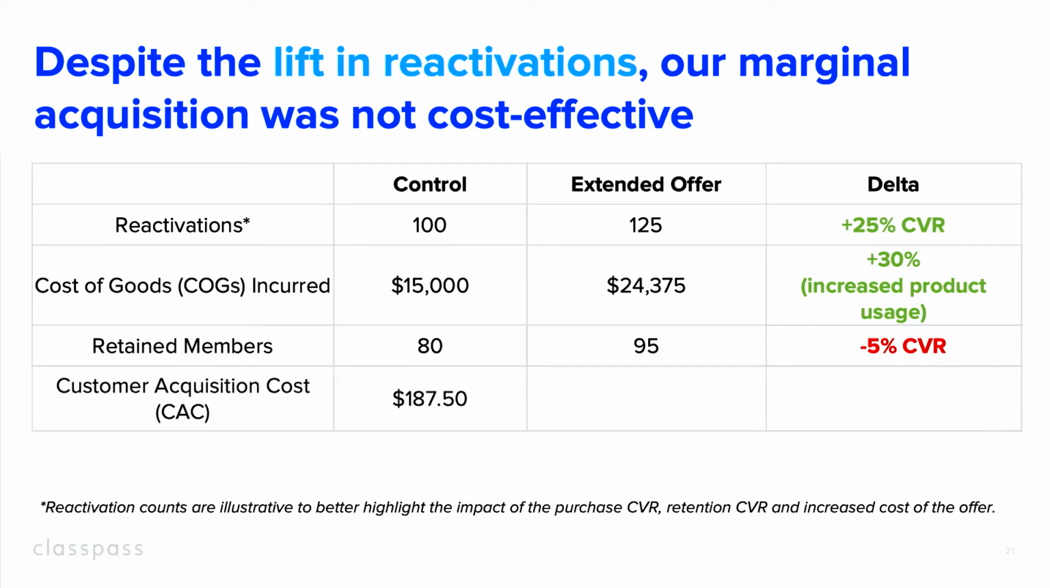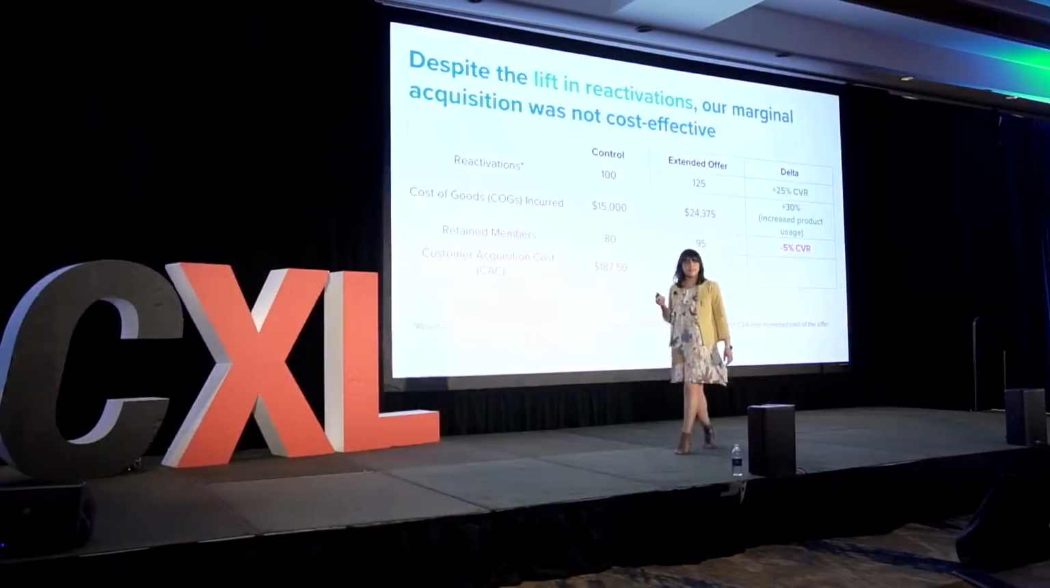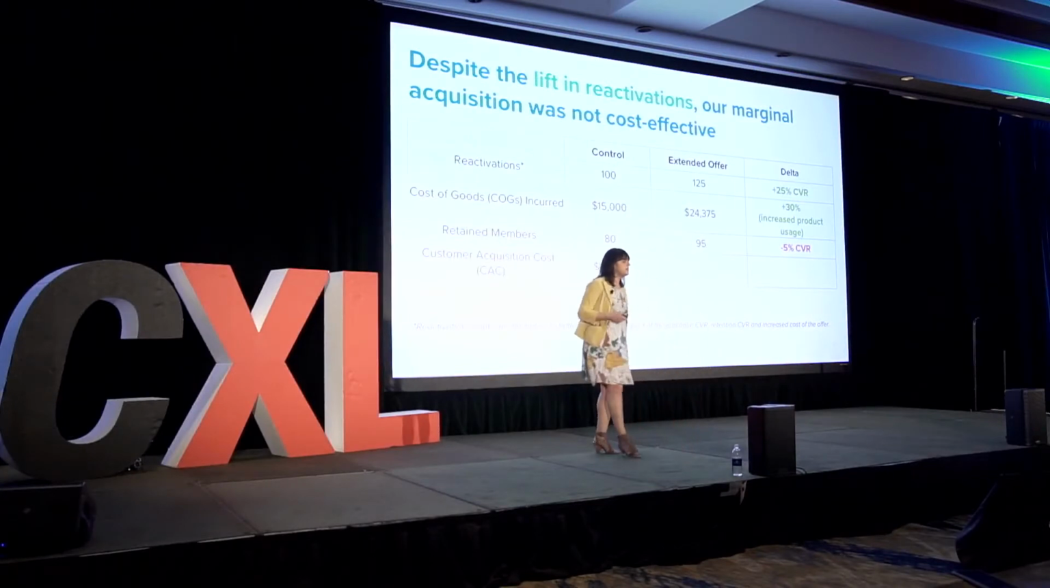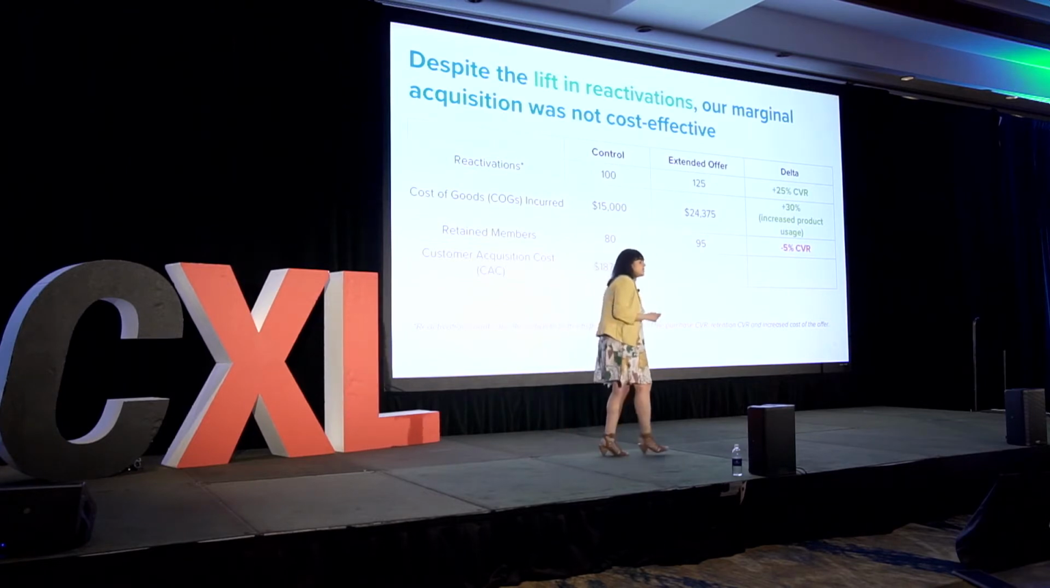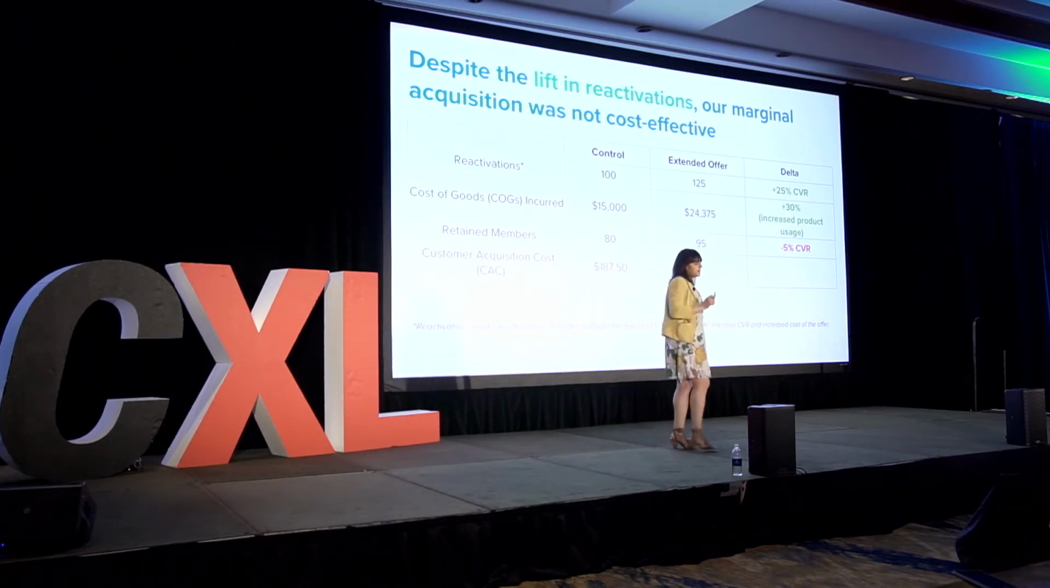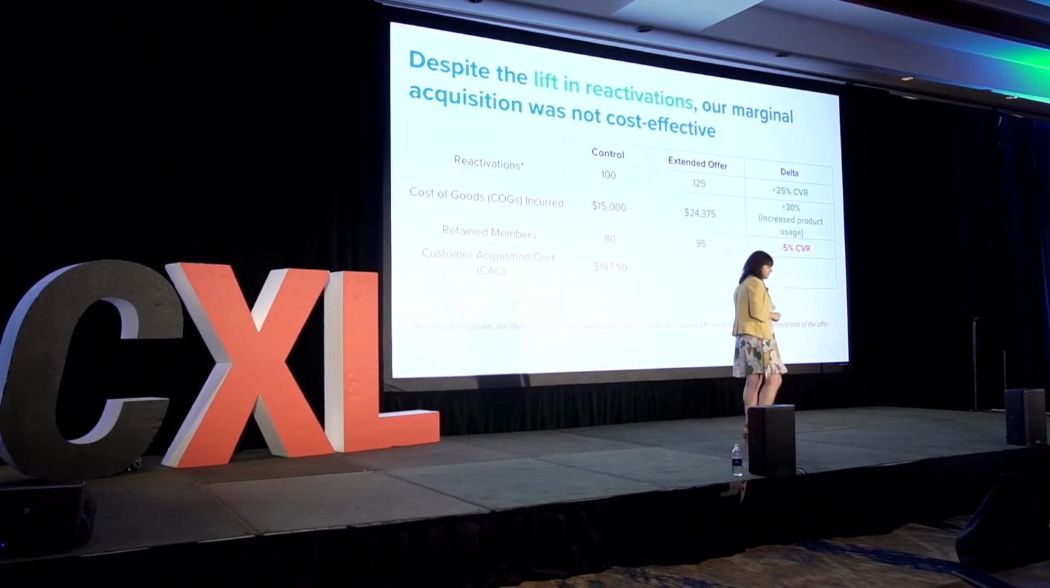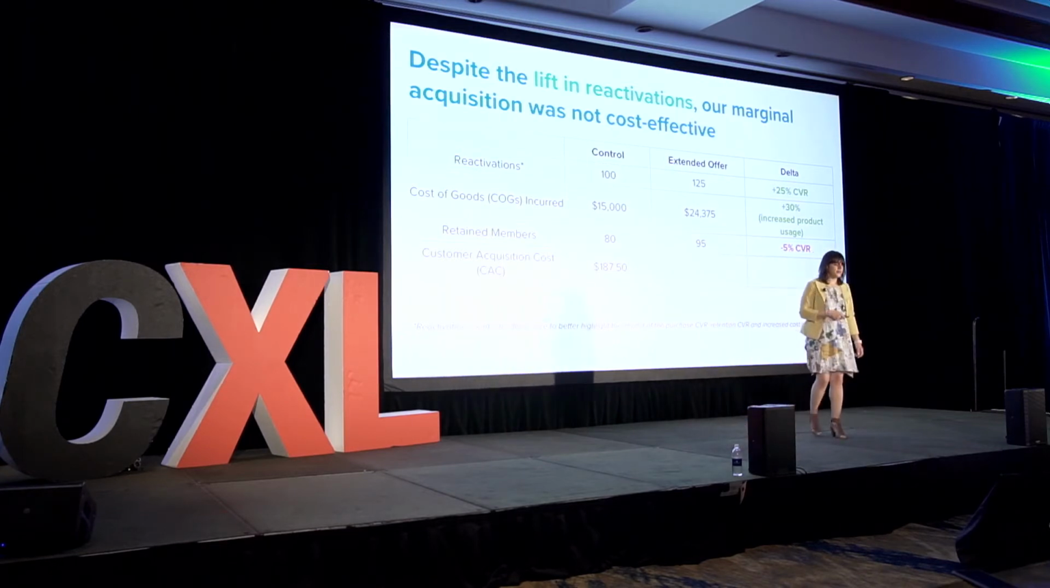So knowing that we have 80 people retained in our control group and the total COGS is $15,000, we can deduce that our customer acquisition cost for our control group is $187.50. So we know we can get 80 people at the cost of $187. But when we extend the offer to 2 weeks, what does that mean in terms of the incremental gain in retained members and at what cost?